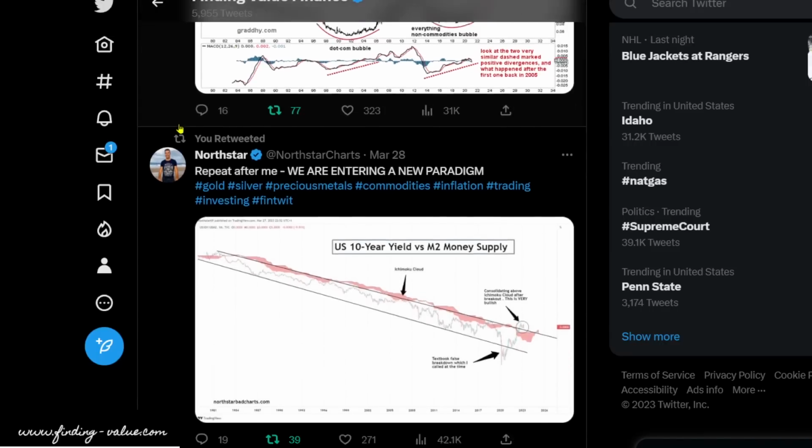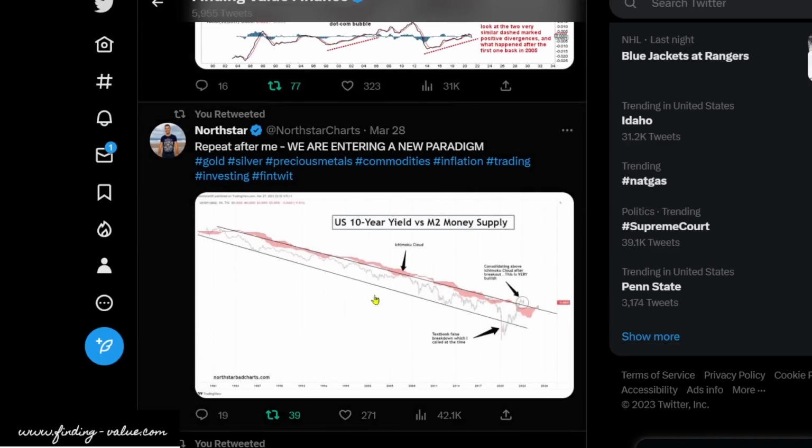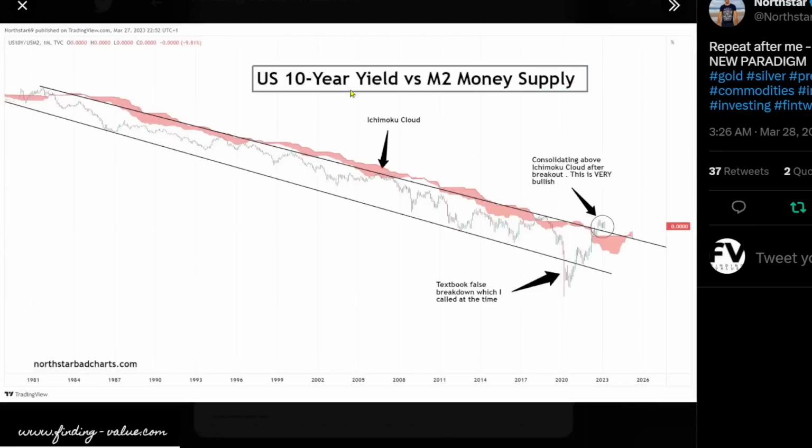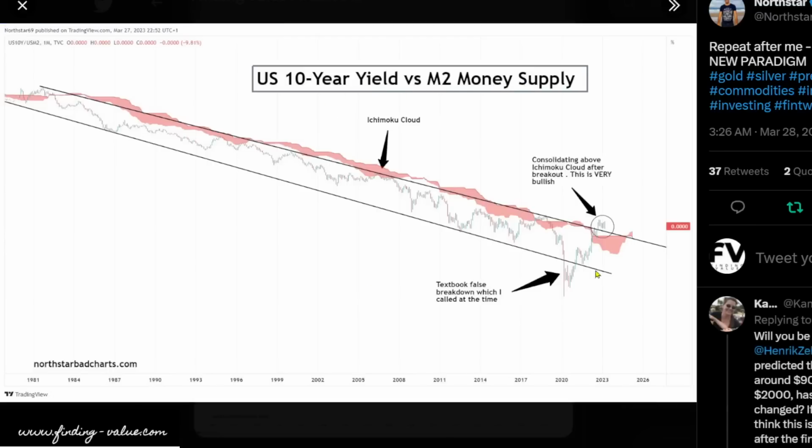We've got North's chart says, repeat after me, we are entering a new paradigm. So he's also thinking that we're entering a new paradigm. This is the US 10-year yield versus the M2 money supply. And you can see that the 10-year yield is outpacing the money supply. And that we are in and on top of a long-term trend line and the cloud. The cloud is, once you get above that, we can really start to move to the upside. So it says consolidating above the Ichimoku cloud after breakout. This is very bullish. And what he means is it's bullish for yields to go higher.